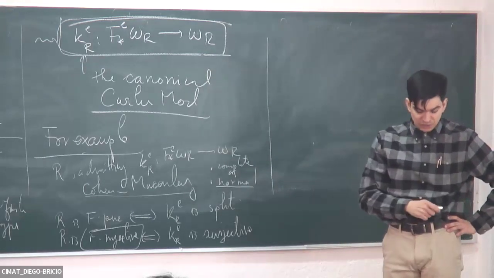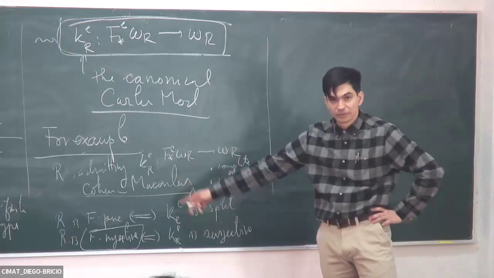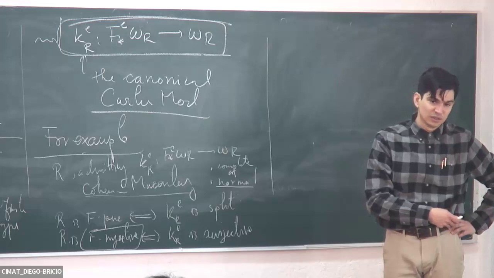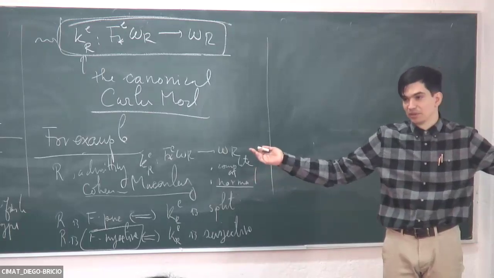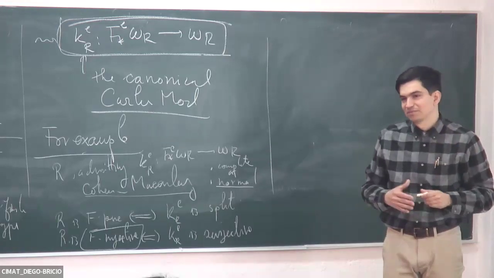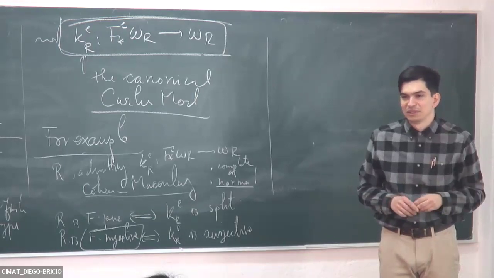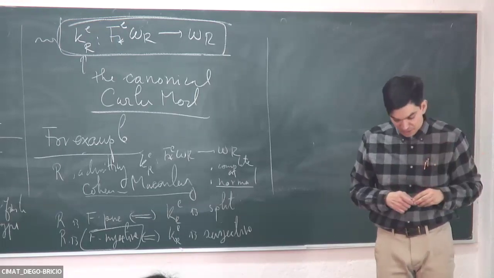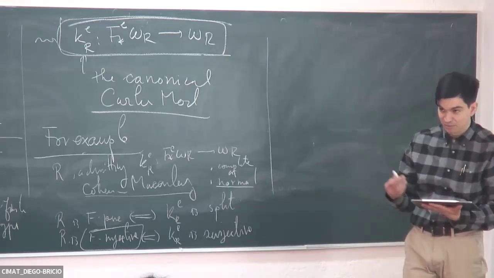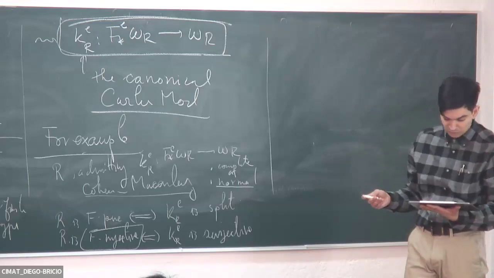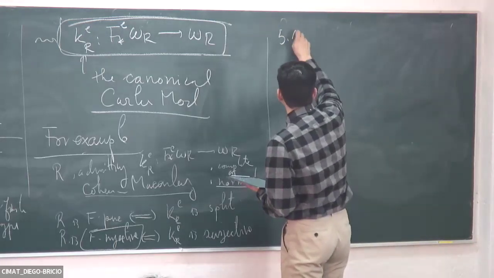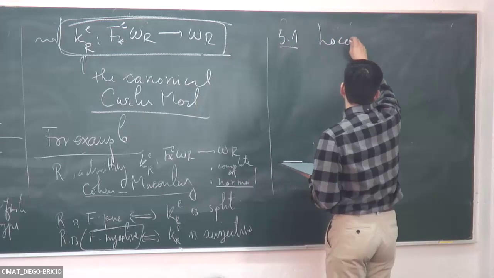So the first thing to do to get to this type of theory is to talk about local cohomology, which is not a standard topic in basic commutative algebra. If you take a course in commutative algebra, you don't just see local cohomology right away. Maybe if you take two courses or three. So, but let's make a recap or a quick overview of how this works. So section 5.1, local cohomology.